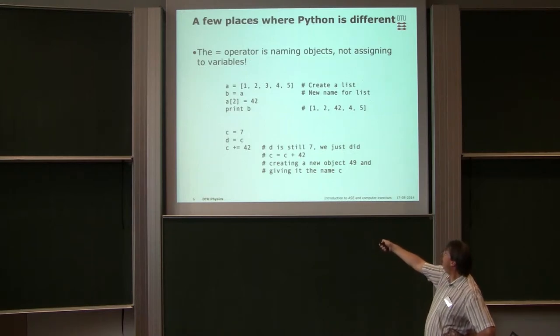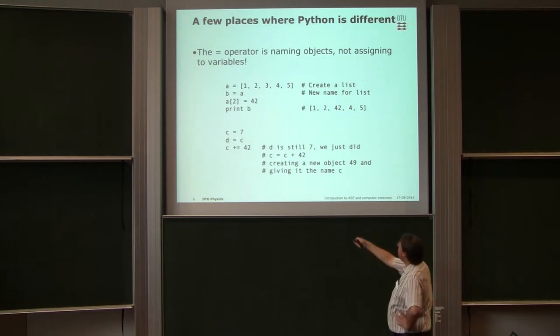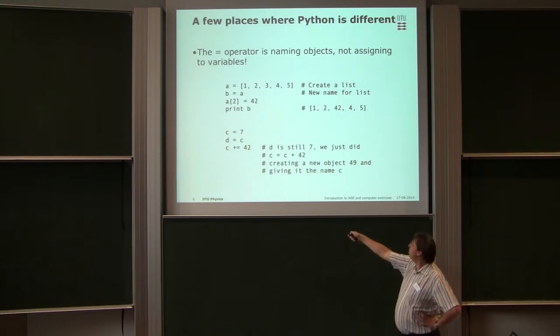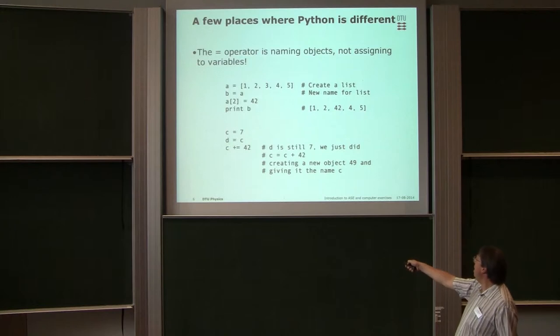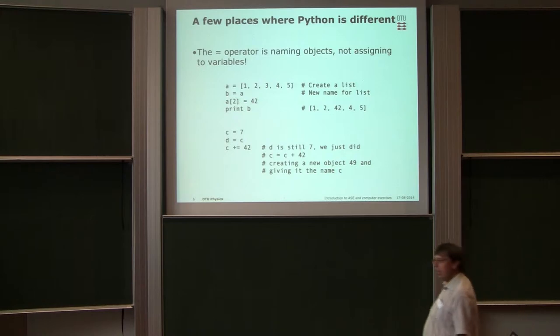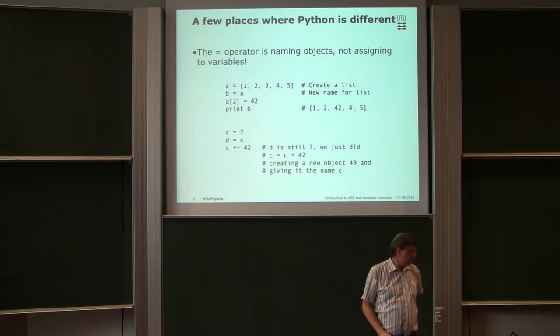So when you say element number 2 of A should be 42, then this is element 0, this is element 1, this is element 2, then when you print B, that has been changed too. That's something you need to be aware of. Now down here is an example where it doesn't happen, because here you're saying C is 7 and D is C, and then you're modifying C. But you cannot change the number 7. And what is really happening here is that you're creating a new object and giving it the name C. So you have to be aware of whether you're creating a new object or modifying an existing one.